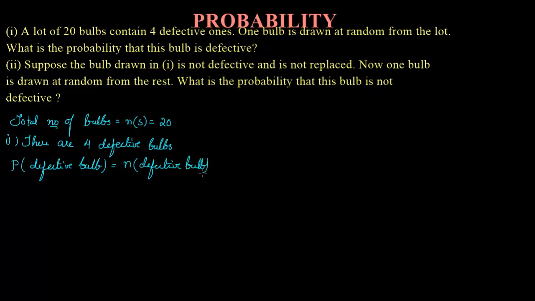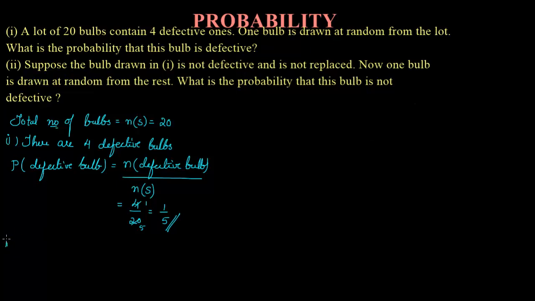It is absolutely fine if you are using any letter instead of writing this big one, defective bulb. Any letter you can use instead of that. But whatever you are using here, same thing you need to use here as well. And denominator, it is n of s always. So here n of defective bulbs, how many defective bulbs are there? There are 4 defective bulbs. Divided by how many total number of bulbs are there? There are 20. So 4 ones are, 4 fives are. So 1 by 5 is the probability of getting a defective bulb.